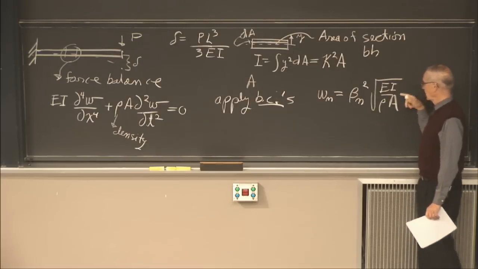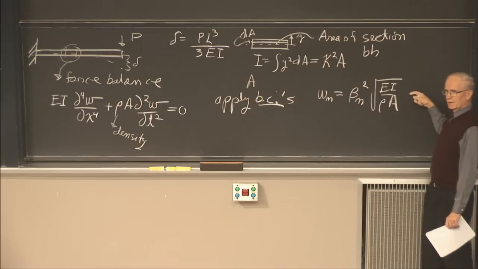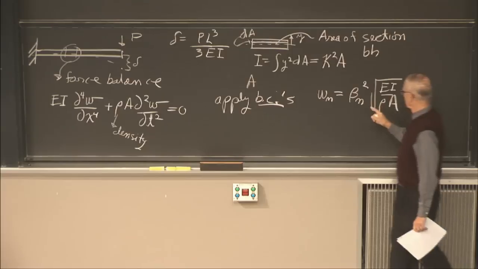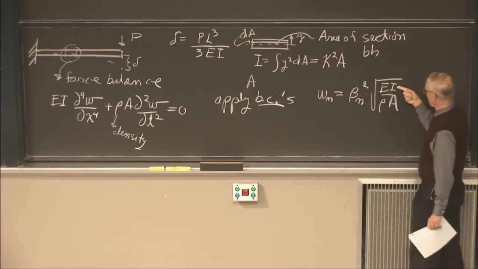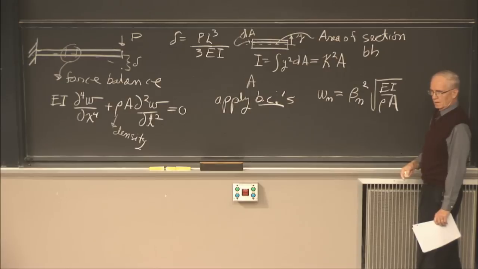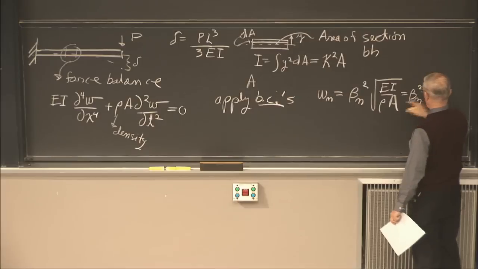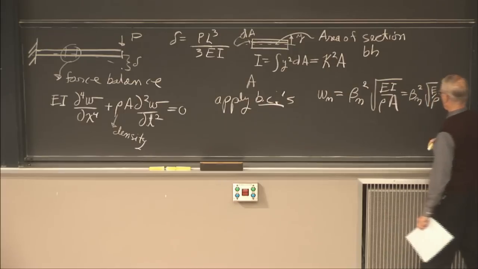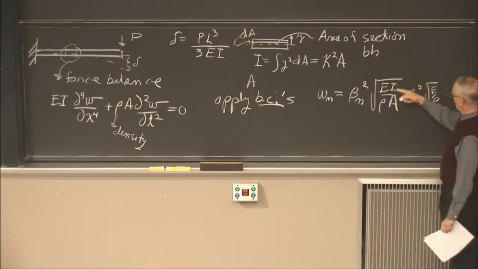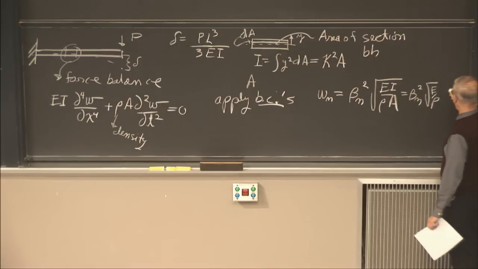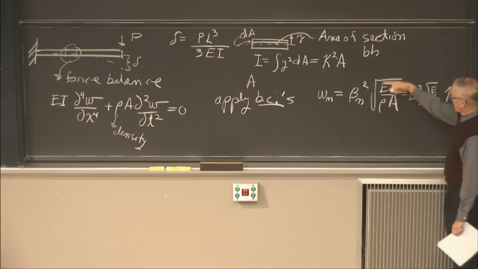And I have a very hard time visualizing this, getting physical intuition from that. But something you never see in a textbook, but I often do, is let's replace I with kappa squared A. And you get the square root of E over rho, and the square root of I over A, but I is kappa squared A, the A's cancel, it's the square root of kappa squared.